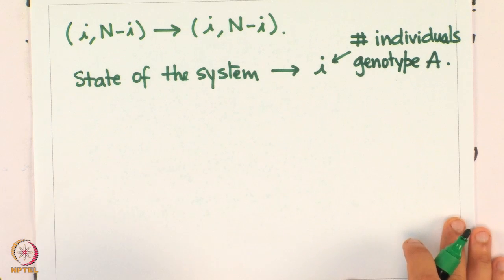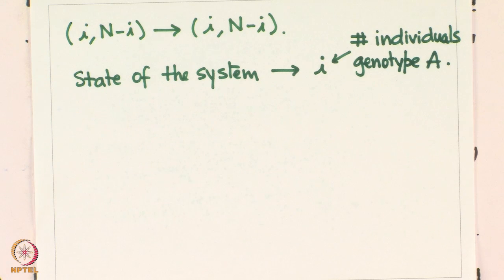Okay. Given an I, we automatically know that the number of individuals of genotype B is just going to be n minus I. So, we can define the state of the system by just one variable, and we do not need to specify the number of A individuals and B individuals. Just by giving the number of A individuals, we automatically subtract that from n and we get the number of B individuals.